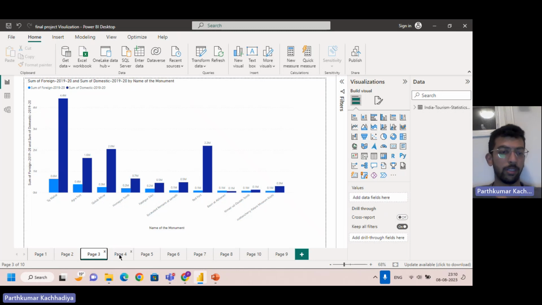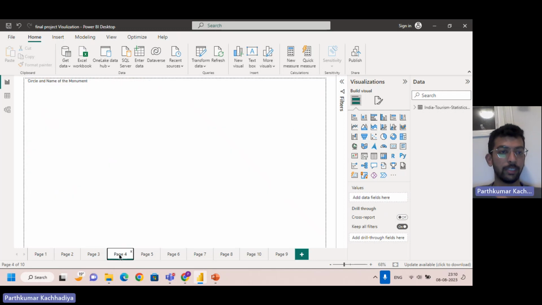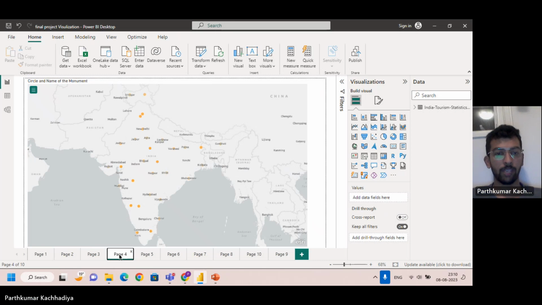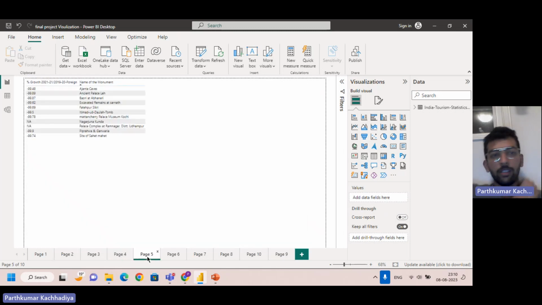followed by Qutub Minar with 2 million people. This is the third graph, which I made for those who are not good at geography. The yellow dots depict the different cities and monuments covered in this program, Namaste India.